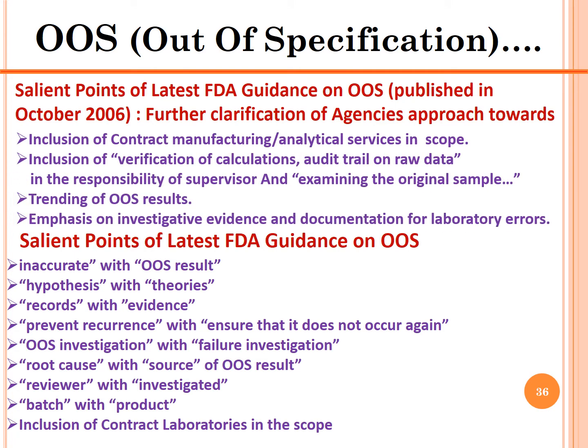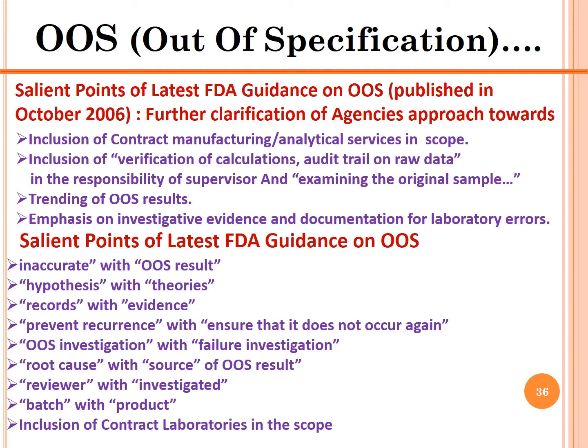OOS, out of specification. Salient points of the latest FDA guidance on OOS, published in October 2006: further clarification of the agency's approach towards inclusion of contract manufacturing and analytical services in scope. Inclusion of verification of calculations and audit trail on raw data in the responsibility of the supervisor, and examining the original sample. Trending of OOS results. Emphasis on investigative evidence and documentation for laboratory errors.